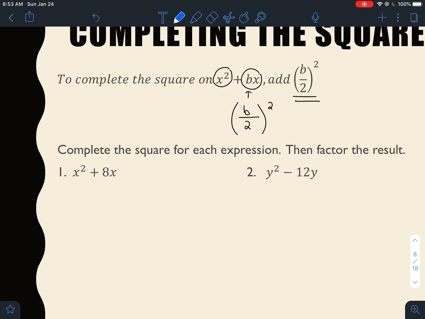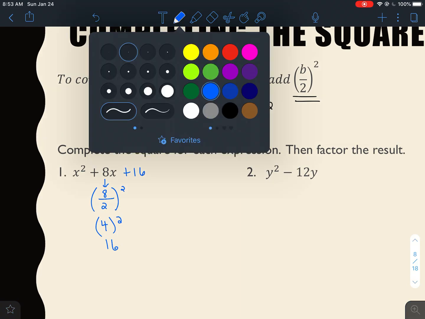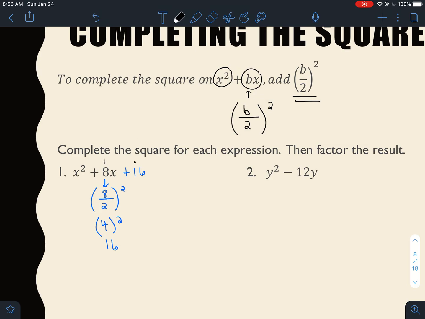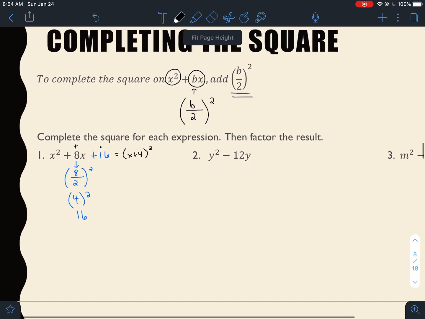So on number 1, my b term is 8. I'm going to take the 8, divide it by 2, and then square that answer. Well, 8 divided by 2 is 4, and 4 squared is 16. So to complete the square, I'm going to add 16. Notice when I factor x squared plus 8x plus 16, two numbers that multiply to 16 and add to 8 are 4 and 4. So that factors into x plus 4 times x plus 4, which is x plus 4 squared. I've completed the square because now I have a term that's squared.